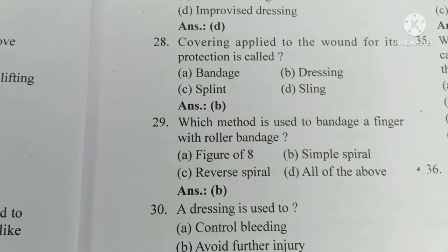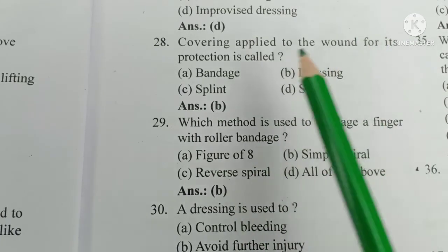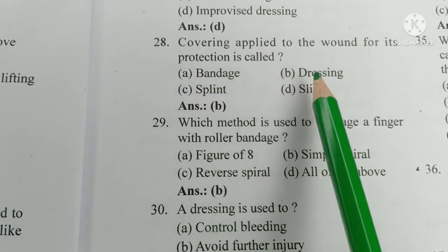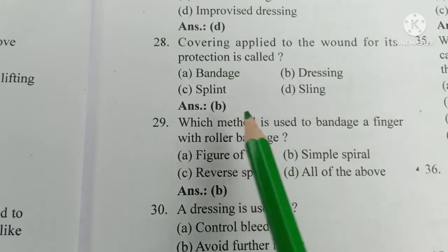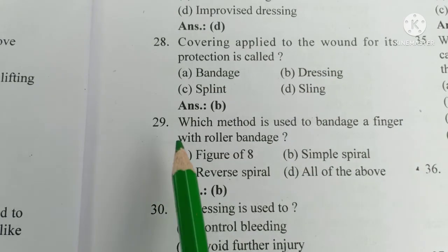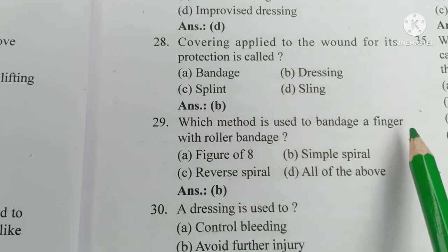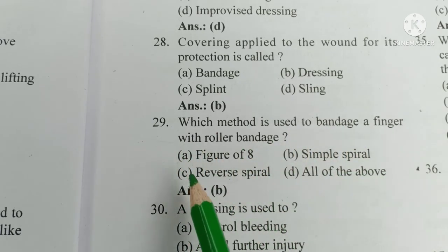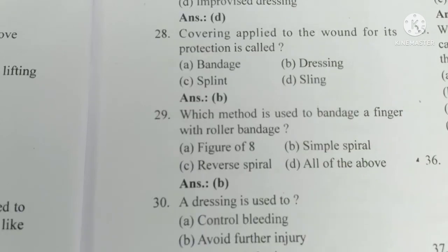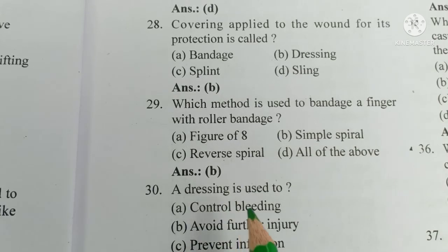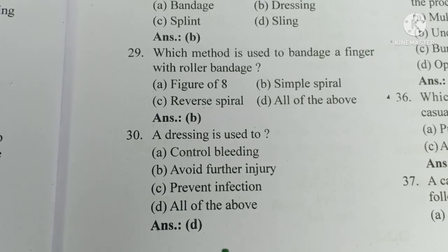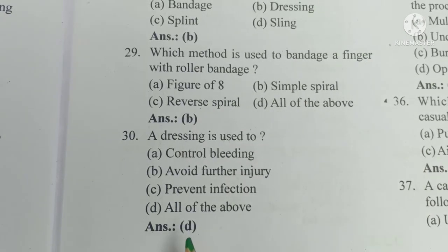Number 28. Covering applied to the wound for its protection is called bandage, dressing, splint, sling. The answer is B, dressing. 29. Which method is used to bandage a finger with roller bandage? Options are figure of 8, simple spiral, reverse spiral, all of above. The answer is B, simple spiral. Number 30. A dressing is used to control bleeding, avoid further injury, prevent infection, all of above. The answer is D, all of above are used for dressing.